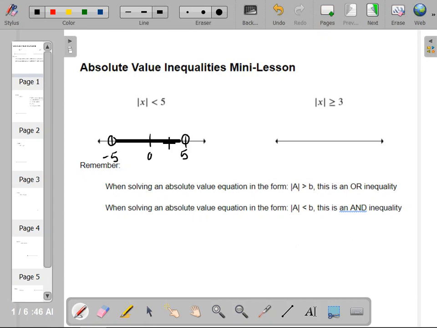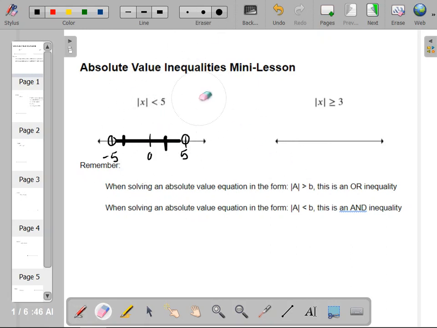If you pick a number in here, it should make a true statement. Like I'm just going to pick 2. If I plug in that 2, the absolute value of 2 is 2, and 2 is less than 5. If I did the same thing with negative 3, the absolute value of negative 3 is positive 3, which is less than 5. So you can check to make sure you did it right.